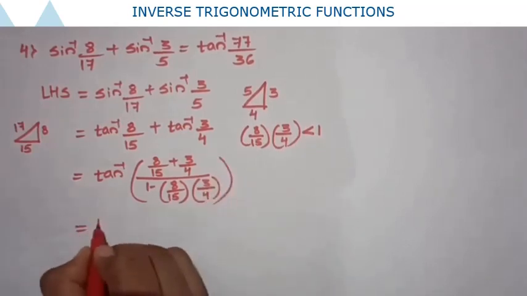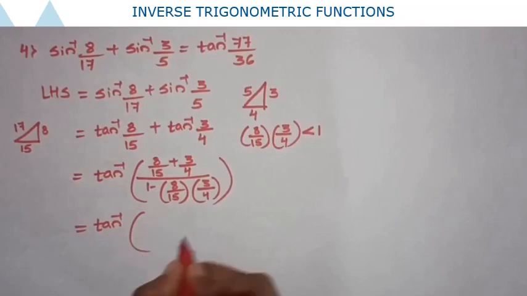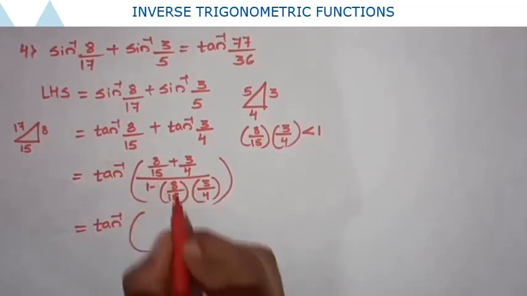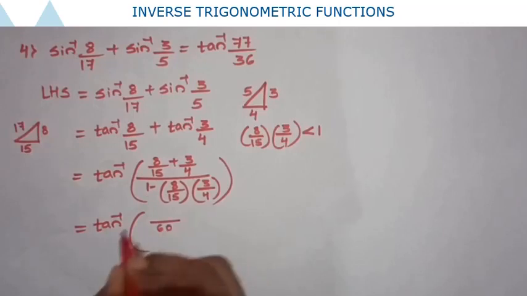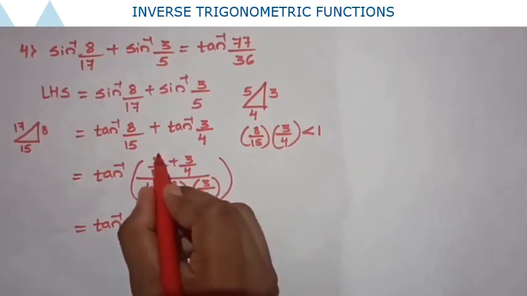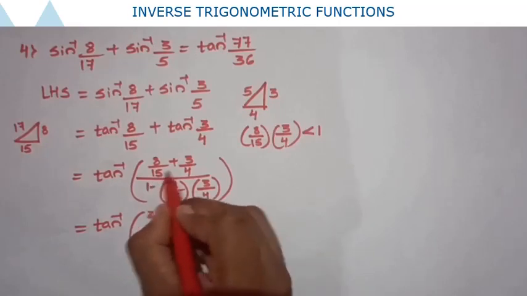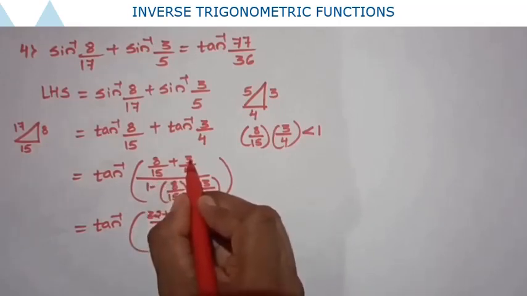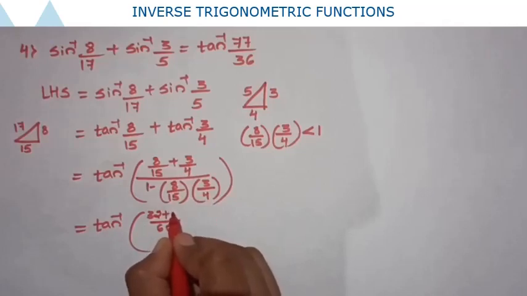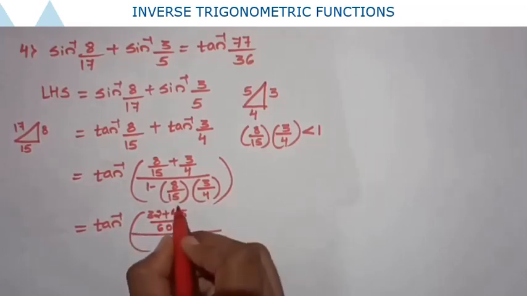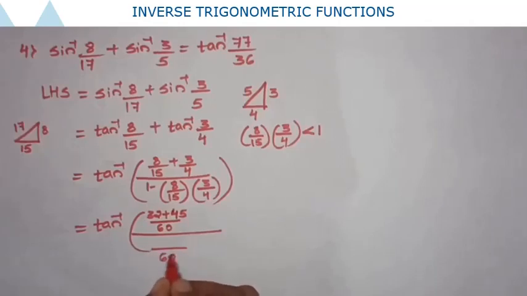So therefore this becomes tan inverse of, numerator LCM. What is the numerator LCM here? 15 into 4, that is 60. And this is multiplied with 4, therefore we get 8 into 4, that is 32, plus, and this is multiplied with 15, therefore 15 into 3, that becomes 45, whole divided by, denominator LCM is also 60. And this is multiplied with 60 minus 24.